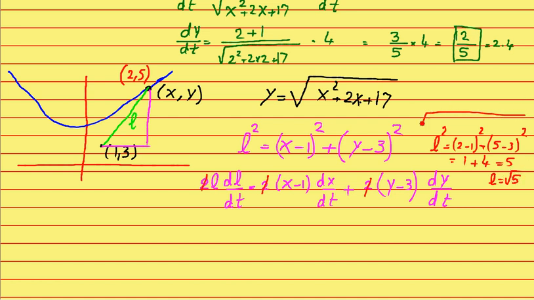So this was some side calculation we did here. Let me keep it separate. So this is square root of 5, just found here. dL/dt is the quantity we are after. x minus 1 at that moment is just 1. dx/dt is the speed that was given to us, that was 4, plus y minus 3, y is 5 minus 3, that becomes 2. dy/dt is the quantity we just found, 12/5.